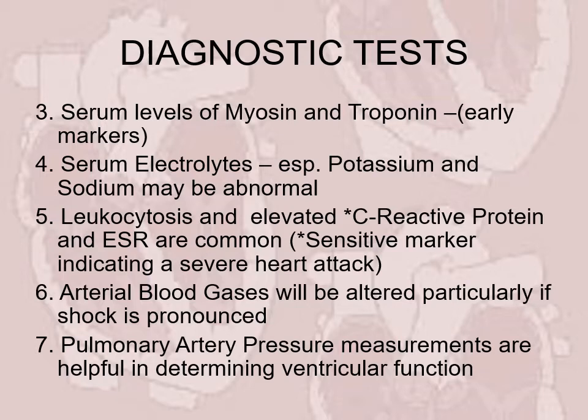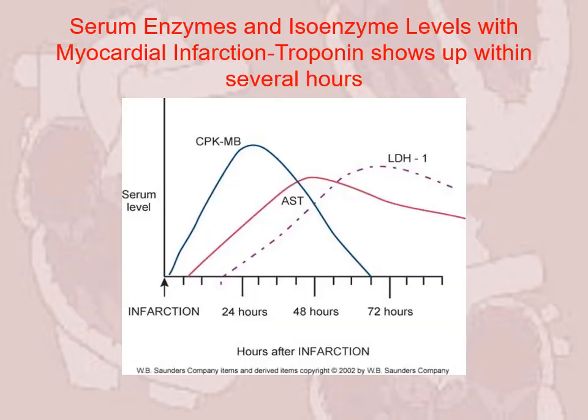Arterial blood gases will be altered, particularly if shock is pronounced, and pulmonary artery pressure measurements are helpful in determining ventricular function. This is a look at the time lapse when these enzymes are actually evident in blood. Troponin, remember, shows up within several hours. That's not on this diagram. But usually 18 to 24 is CPK-MB. AST shows up around 36 hours. And LDH shows up much later. So these are chemical enzymes that you would look for after a heart attack.